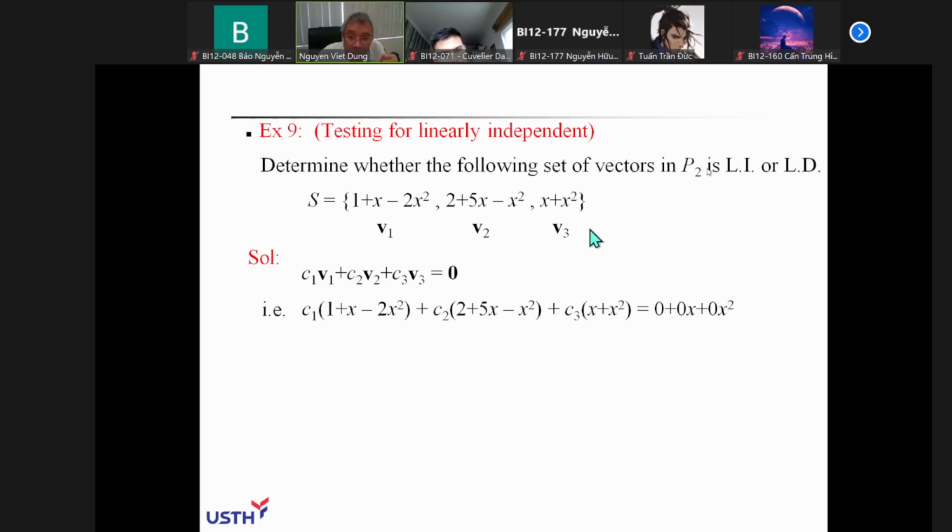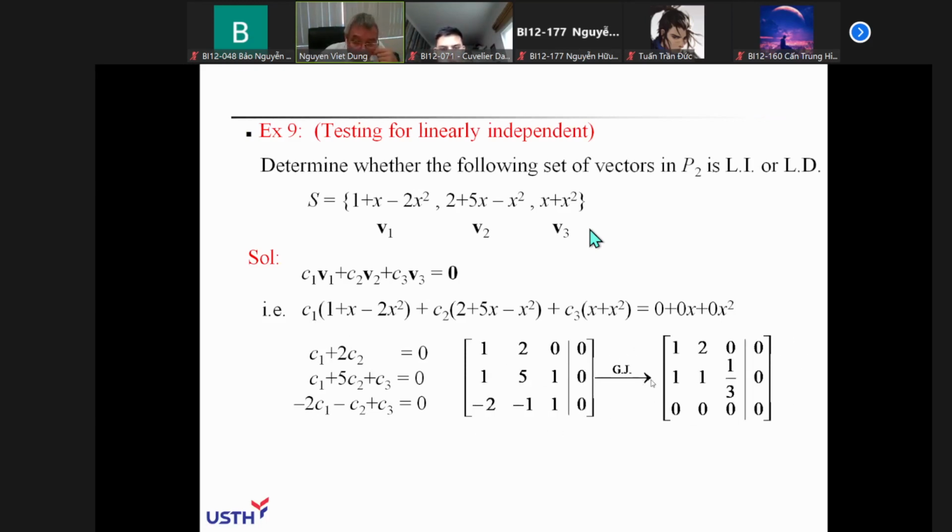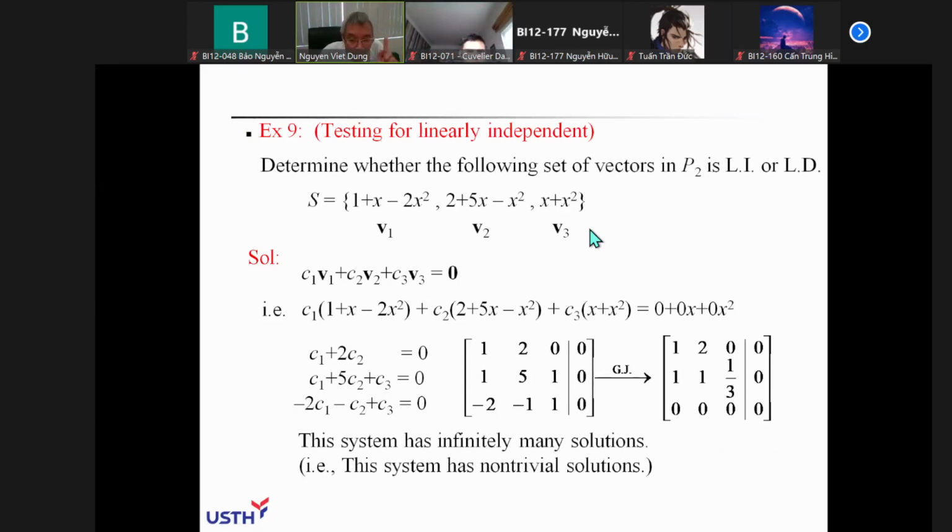The 0 vector in P2 is 0 plus 0x plus 0x squared. So we get the system of equations like that. And if you solve it by using Gauss-Jordan elimination, you get that one. The last line of the Gauss-Jordan elimination tells us the system has infinitely many solutions. It means that the system has more than the trivial solution, or in other words, v1, v2, v3 are linearly dependent. For example, you can find c1 equal 2, c2 equal minus 1, and c3 equal 3. That is what you can see.